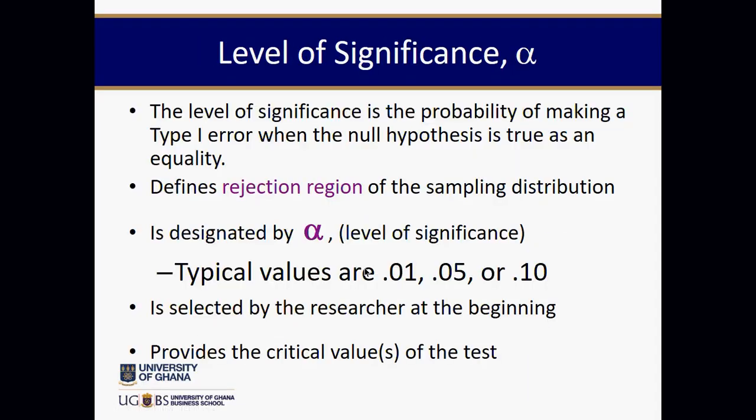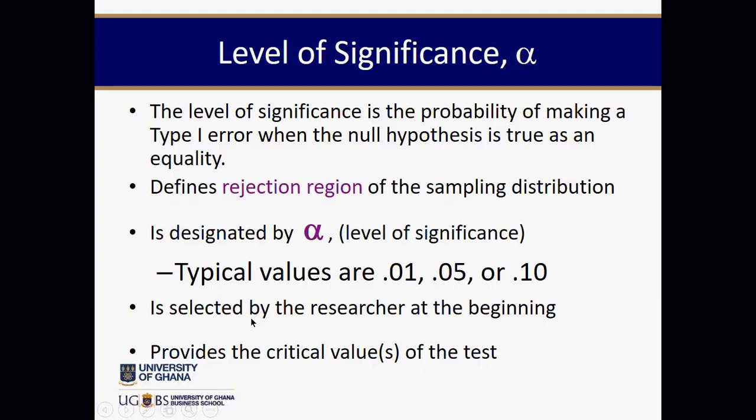Let's move on to the level of significance. The level of significance is the probability of making a type 1 error when the null hypothesis is true as an equality. It defines the rejection region of the sampling distribution, and it is designated by alpha. Typical values are 0.01, which is 1%, 0.05, which is 5%, and 0.1. But in Legon, we normally use 0.05, which is 5%.